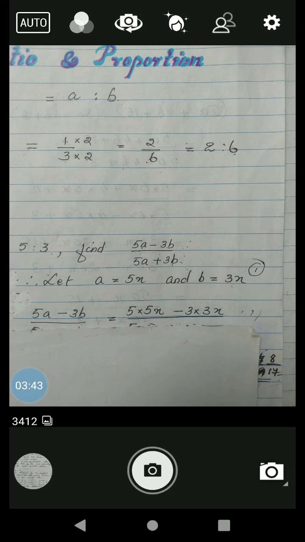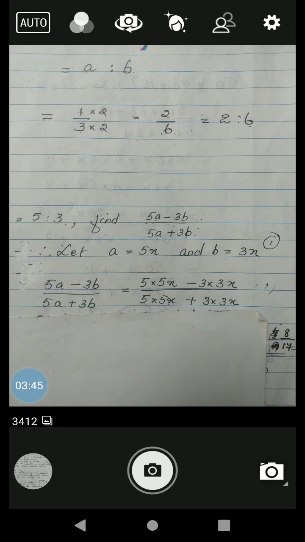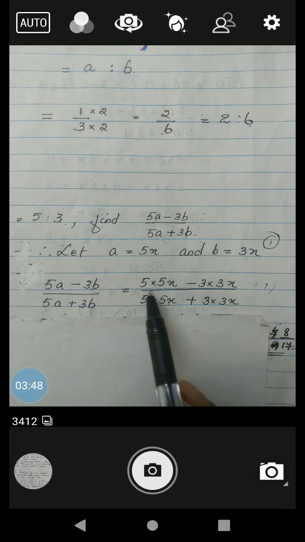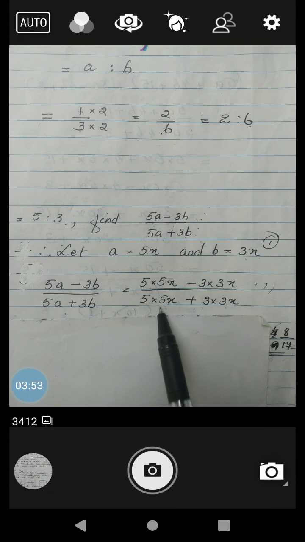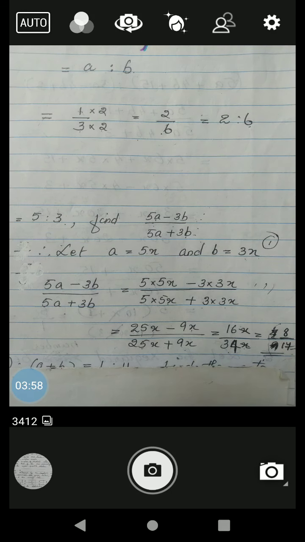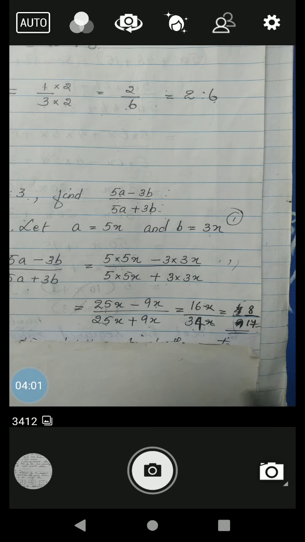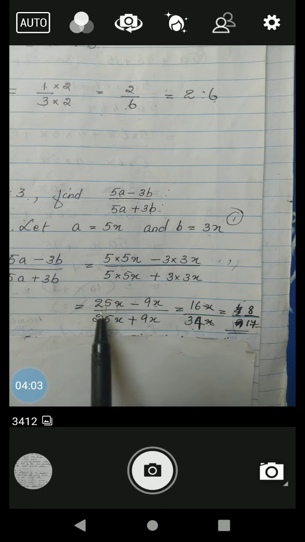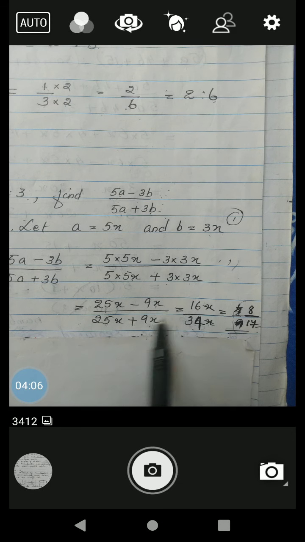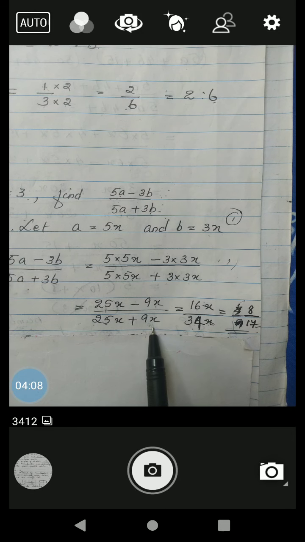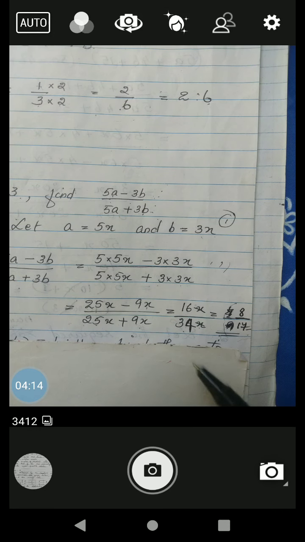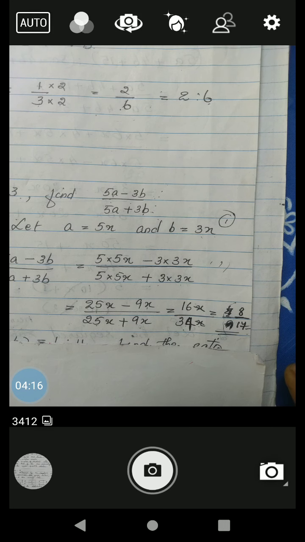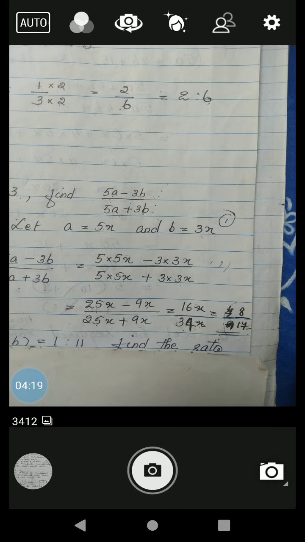And substitute these values here, you will get the result. 5a minus 3b by 5a plus 3b. That is 5 into 5x minus 3 into 3x divided by 5 into 5x plus 3 into 3x, which is equal to 25x minus 9x divided by 25x plus 9x. Simplify this, 16x by 34x, x and x cancelled, and we get the answer 8 by 17.